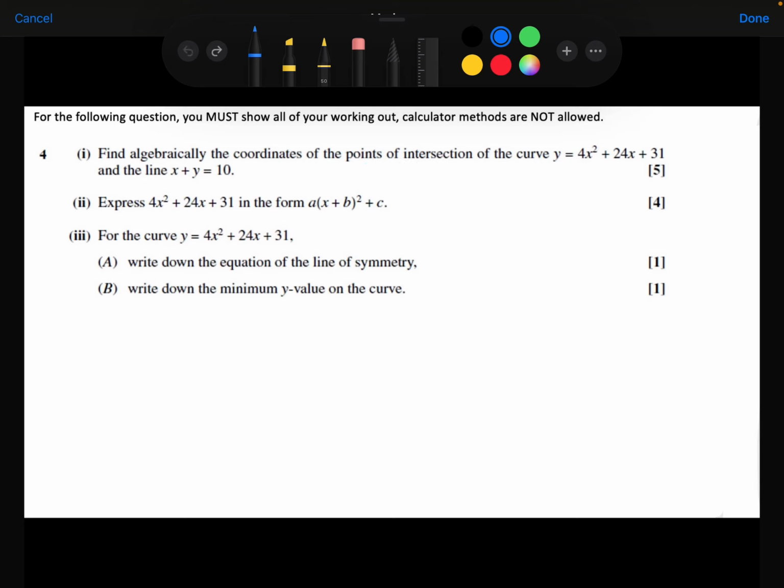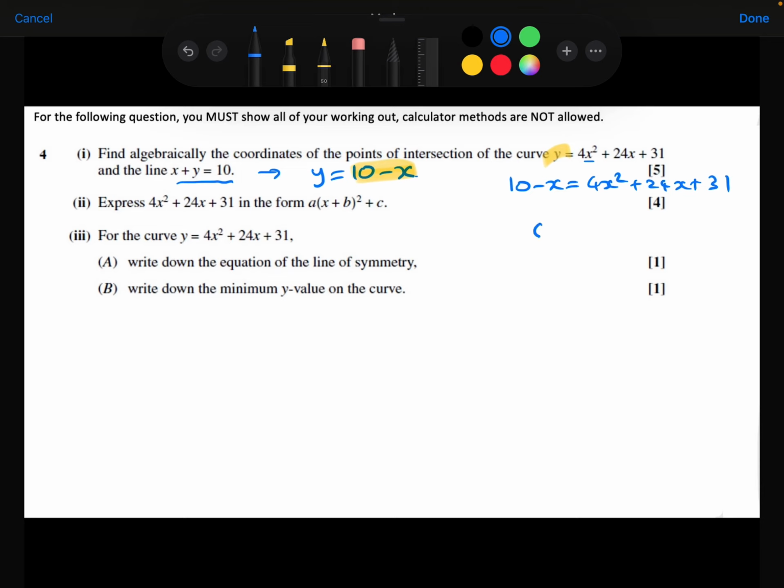So to do this, I'm going to rearrange my linear equation to make y the subject, because it's going to be easier to substitute y in here than it is to substitute x in. If I make y the subject, it will be equal to 10 minus x. I can now replace this instead of the y here. So I'd get 10 minus x is equal to 4x squared plus 24x plus 31.